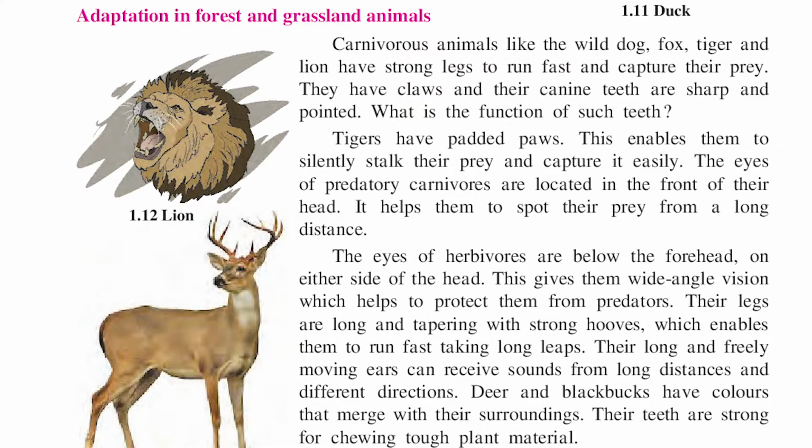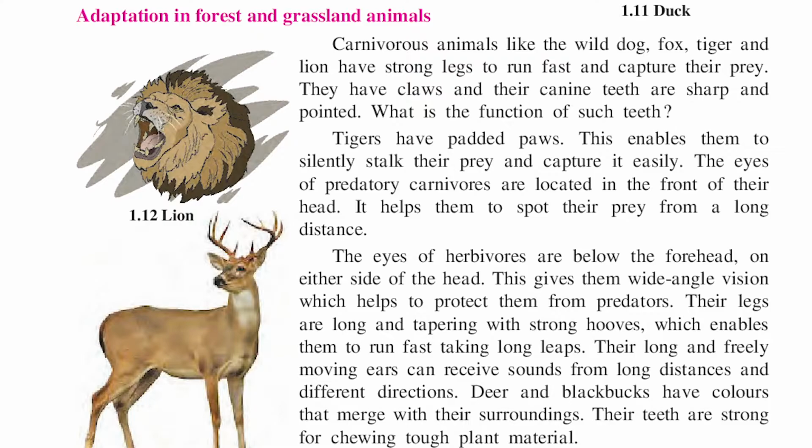The eyes of predatory carnivores are located in the front of their head. It helps them to spot their prey from a long distance. The eyes of herbivores are below the forehead, on either side of the head. This gives them wide-angle vision which helps to protect them from predators.